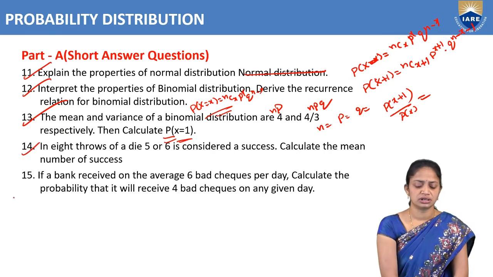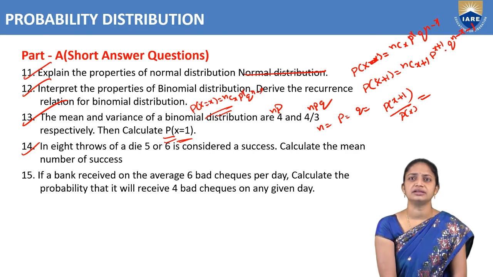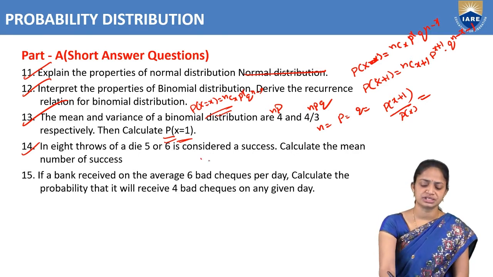Next question. In 8 throws of a die, 5 or 6 is considered a success. Calculate the mean of success. So we just have to use the binomial distribution formula.